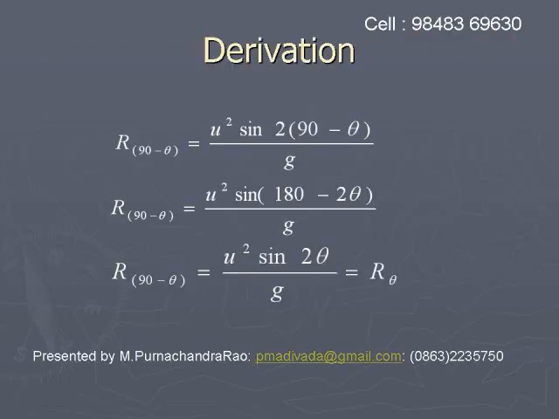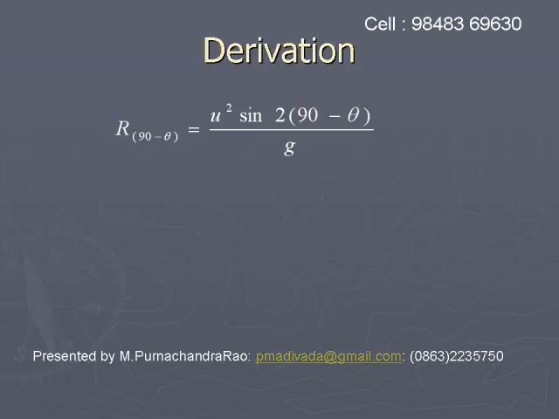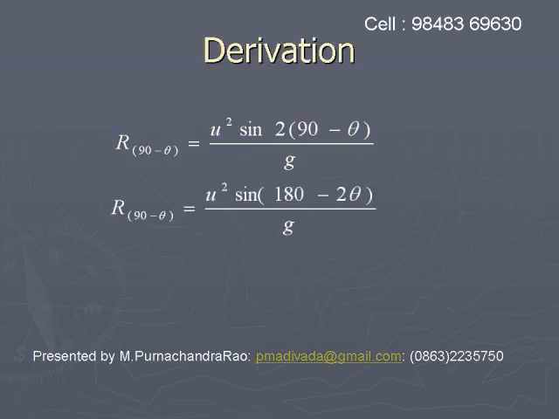That is, the range is the same for angles of projection theta and 90 minus theta. R 90 minus theta is equal to u square sine 2 into 90 minus theta by g, or R 90 minus theta is equal to u square into sine 180 minus 2 theta by g. Therefore, R 90 minus theta is equal to u square sine 2 theta by g, which is equal to R theta.